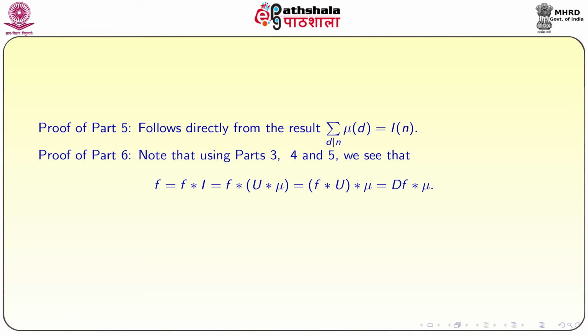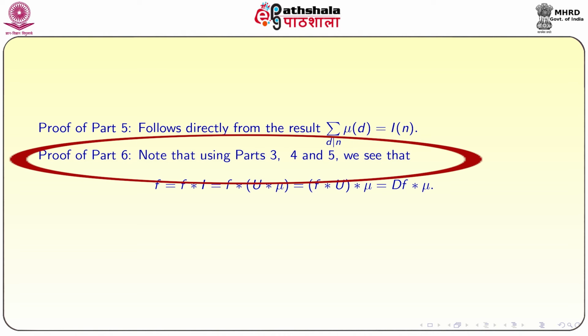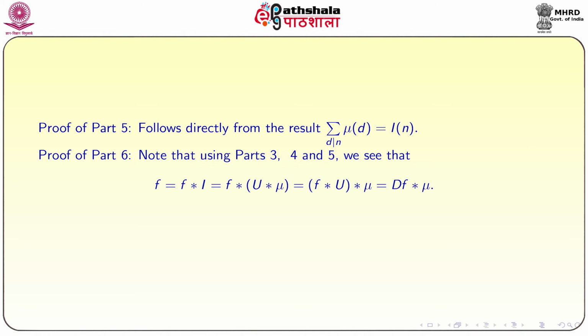So, proof of part 6, now using part 3, 4 and 5, we can see that f is equal to f star I, but I is nothing but mu star u. So, this is f star u star mu, so it is df star mu.